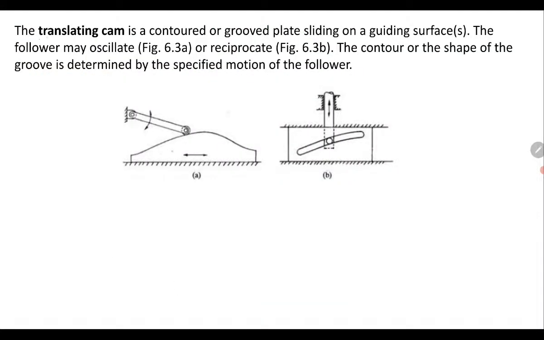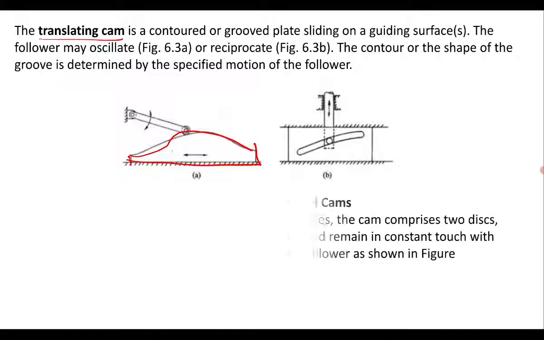Next cam is the translating cam. As you can see in this picture, this is the structure of a translating cam. It is a contoured or grooved plate sliding on a guiding surface. The follower may oscillate or reciprocate. The contour or the shape of the groove is determined by the specified motion of the follower.